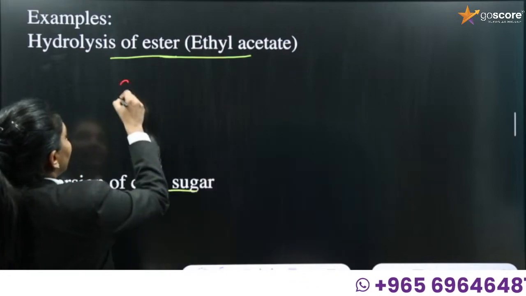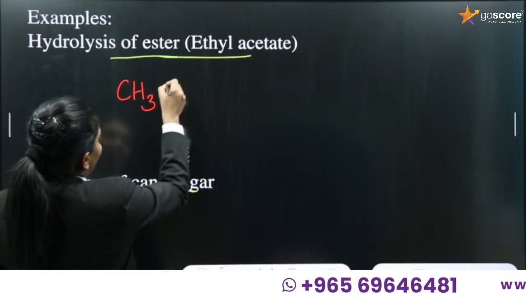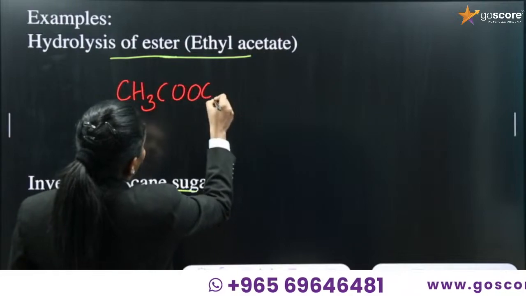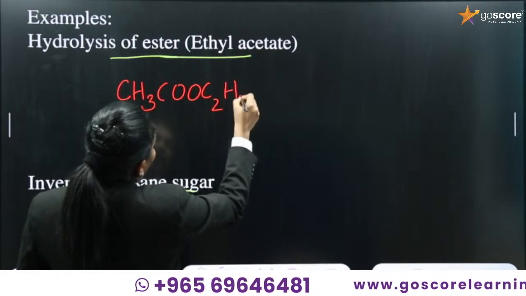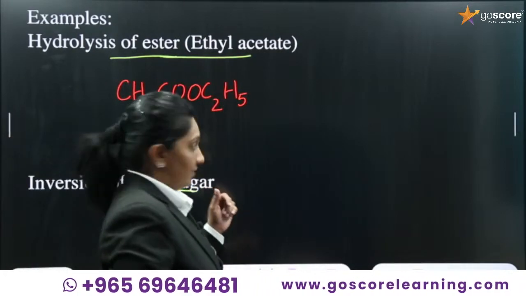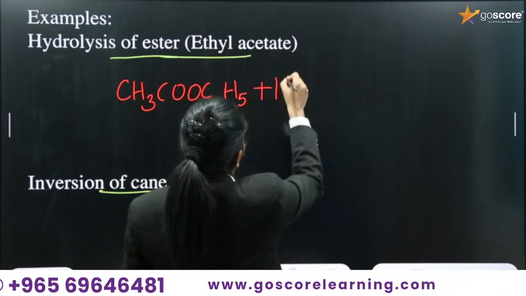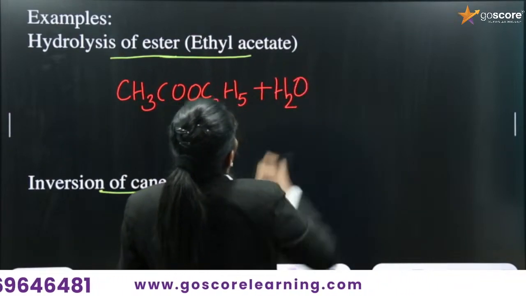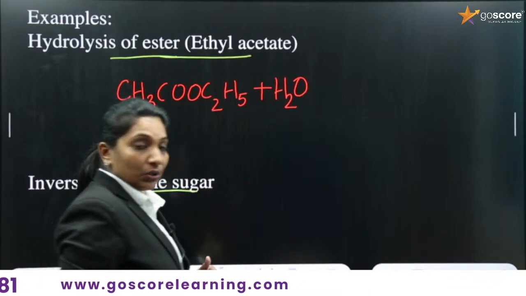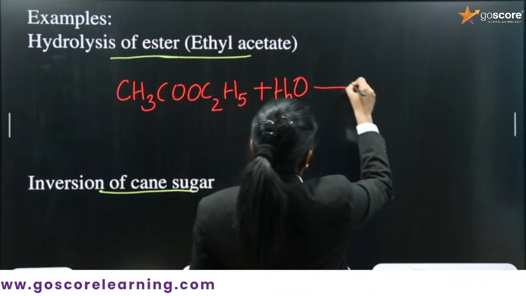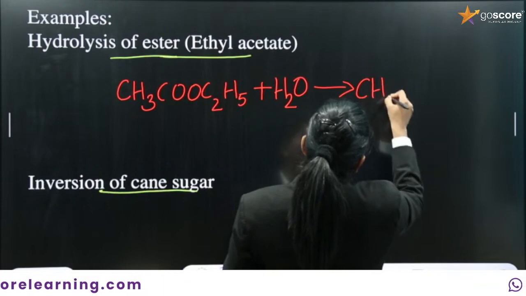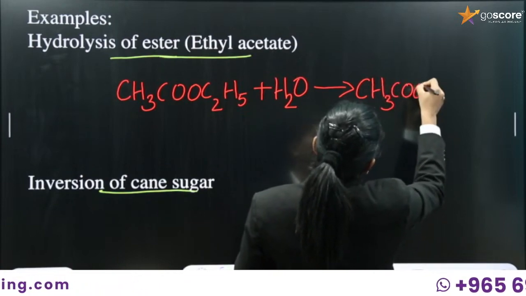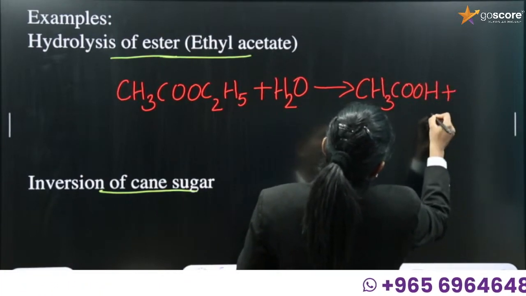CH3COOC2H5. Then hydrolysis means definitely there will be water, right? So here, when this ethyl acetate undergoes hydrolysis, the products we get are acetic acid and ethanol.